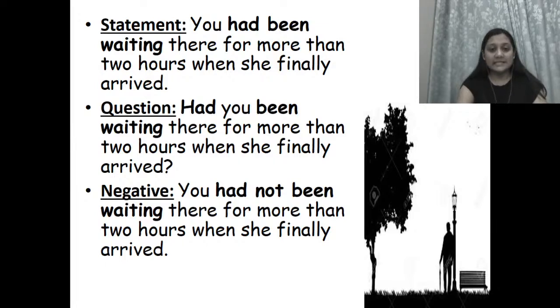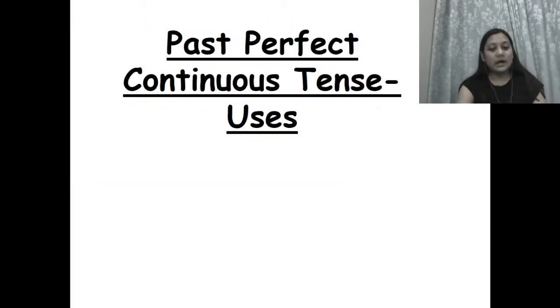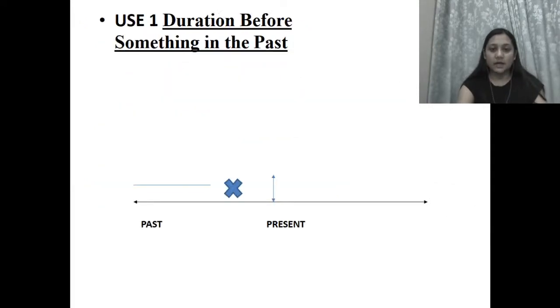You had been waiting there for more than 2 hours when she finally arrived. Had you been waiting there for more than 2 hours when she finally arrived? You had not been waiting there for more than 2 hours when she finally arrived. Now, duration before something in the past, right?